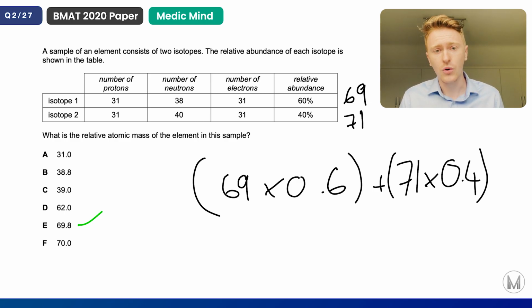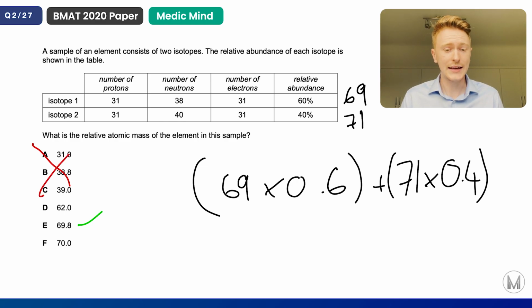However, you didn't need to do all of that calculation, and if you were being smart with the BMAT and trying to save your time, you can start to eliminate some answers straight off the bat. For example, we can clearly see that both of the relative isotopic masses are quite close to 70. Therefore, the idea that the relative atomic mass would be down at 31, 38.8 or 39 clearly seems a bit far-fetched. It's unlikely to be A, B or C, so we can cross those off straight away.